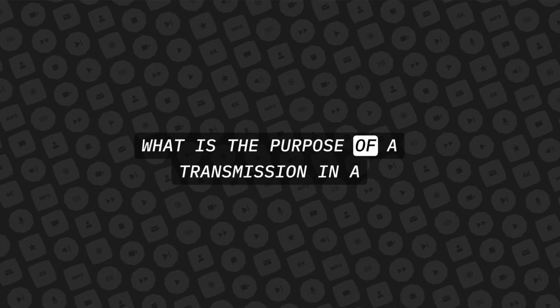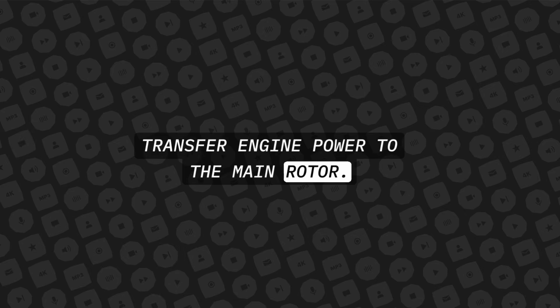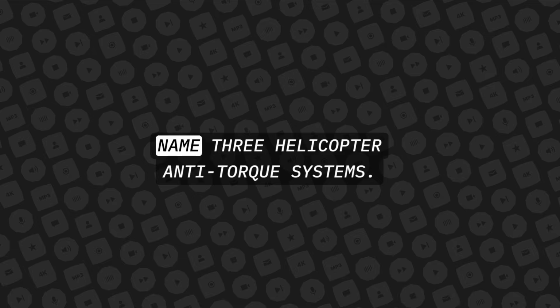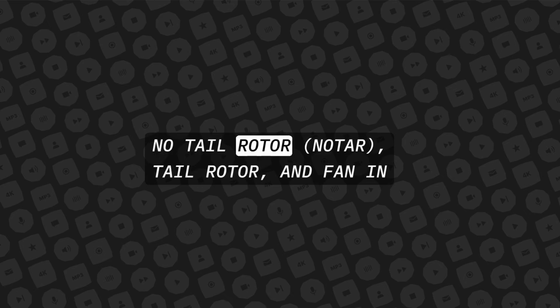What is the purpose of a transmission in a helicopter? Transfer engine power to the main rotor. Name 3 helicopter anti-torque systems. Tail rotor, no tail rotor, and fan in tail.